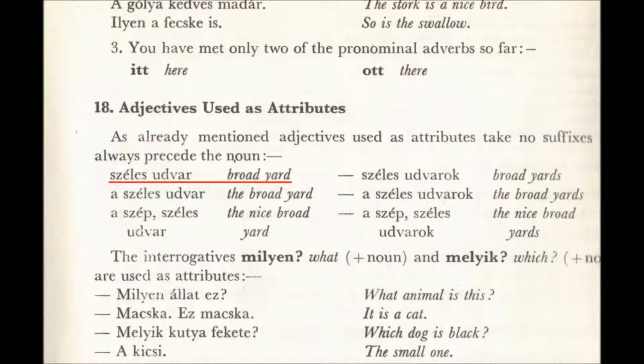And milyen állat ez? What animal is this? Meaning what kind of animal. What kind of animal is this? Macska is macska. It's a cat. Melyik kutya fekete? Which dog is black? A kicsi, the small one.